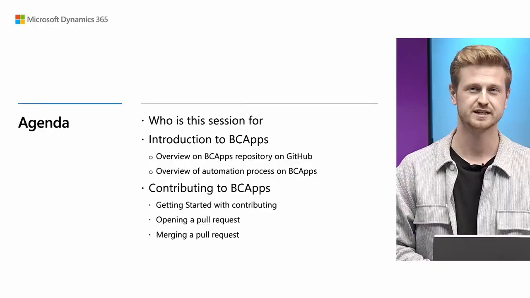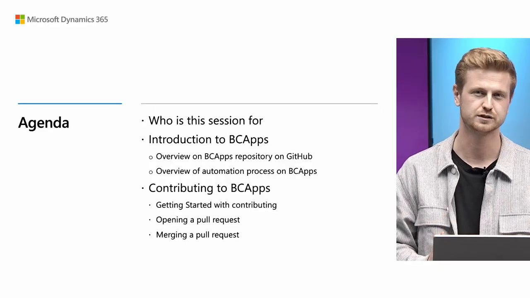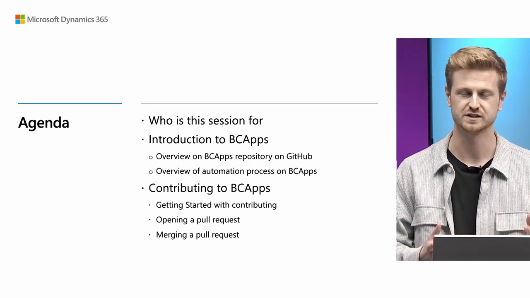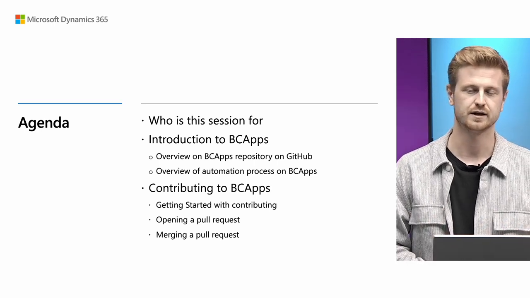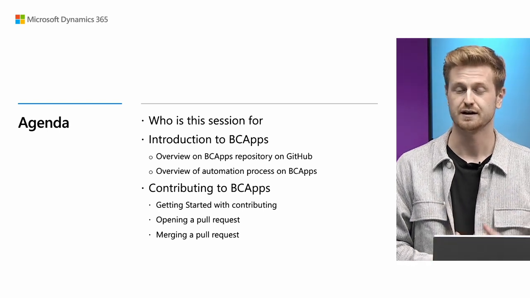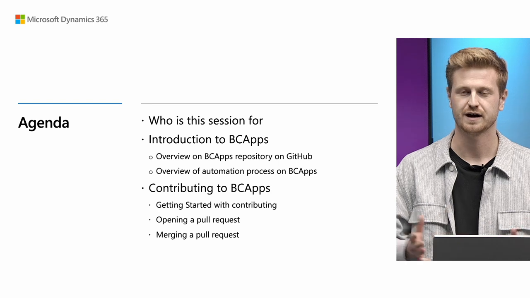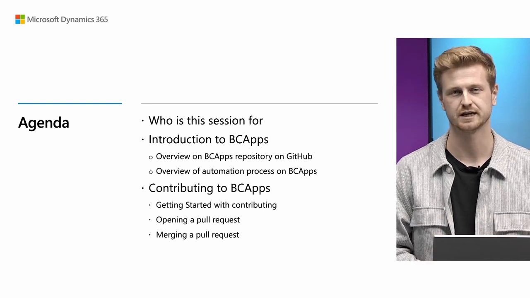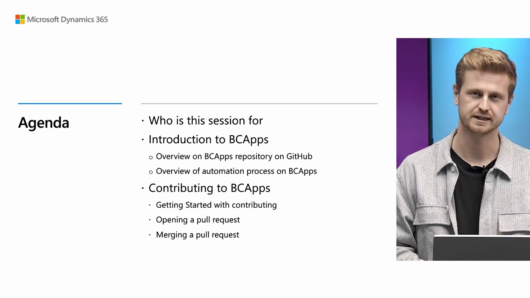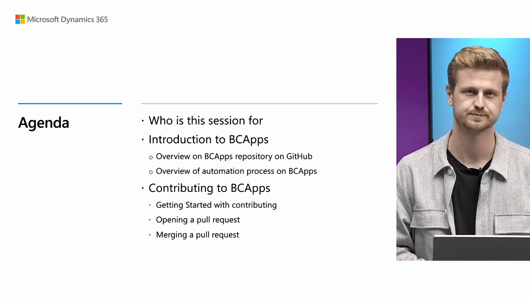Today's session, we're going to start out by talking about who this session is for, and then we'll introduce the BC Apps repository. We'll give an overview of what's in there. And then we'll go over some of the automation that we have set up in the BC Apps repository. And finally, we'll go through an end-to-end process of how you, as a member of the BC community, can make a contribution into the BC Apps repository from idea all the way to a merged pull request.